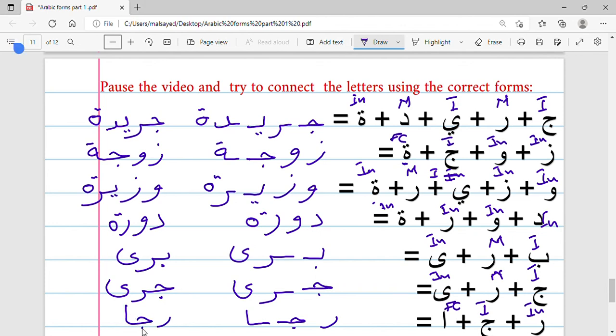Okay, find more practice worksheets. Just put the letters randomly together and try to connect them, and practice connecting the letters and practice the forms. Look out for part 2.